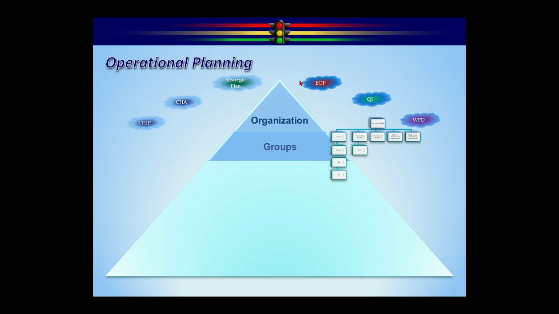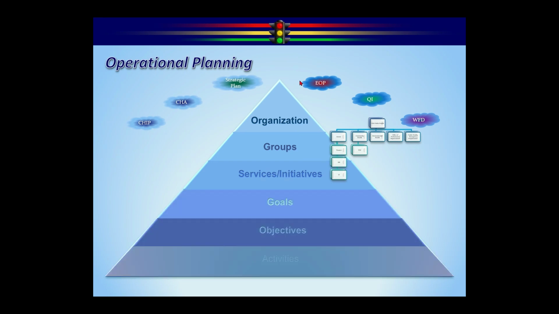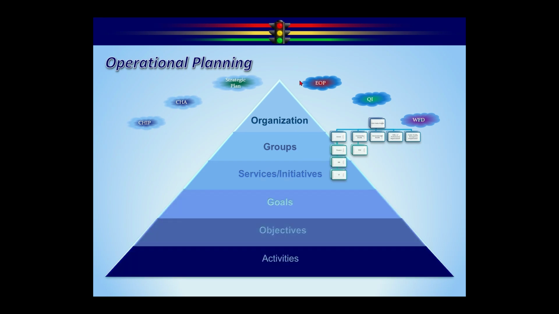So let's go back here. That's the group screen. Each group then has a set of services or initiatives. This is kind of the bucket of plans, if you will. Each service or initiative has a set of goals. Goals are a high-level definition of what we're trying to accomplish. Then we get down to the SMART objectives, which is a very detailed description of what we're trying to accomplish.